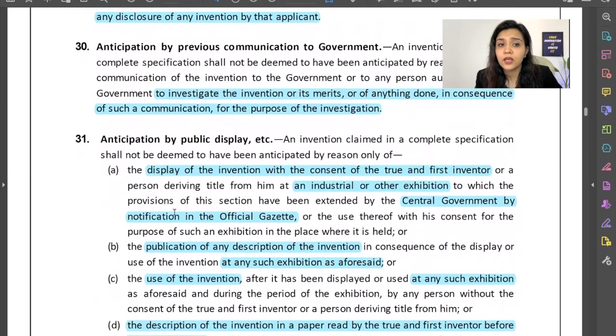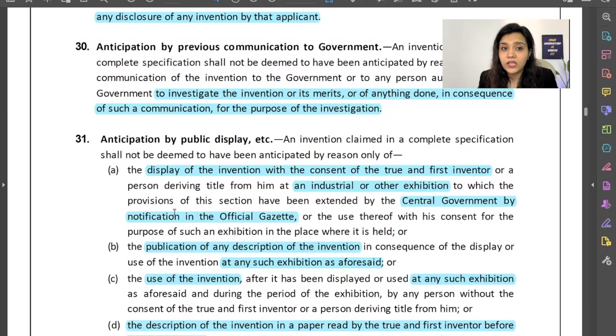Next we have Section 30, which says anticipation by previous communication to the government. It says an invention claimed in a complete specification shall not be deemed to have been anticipated by reason only of the communication of the invention to the government or to any person authorized by the government to investigate the invention on its merits, or of anything done in consequence of such a communication for the purpose of investigation.